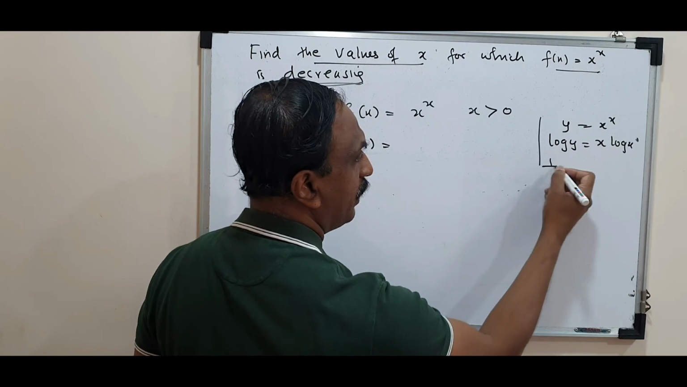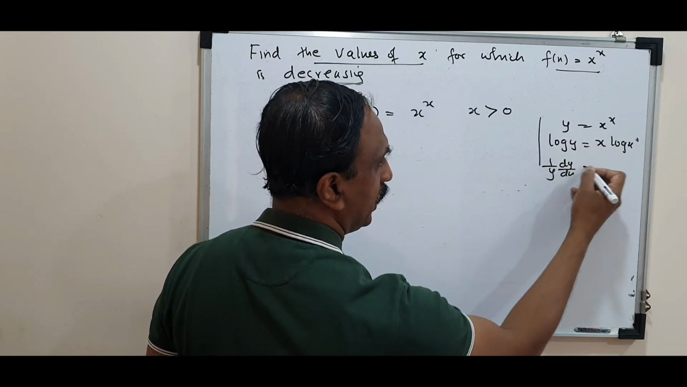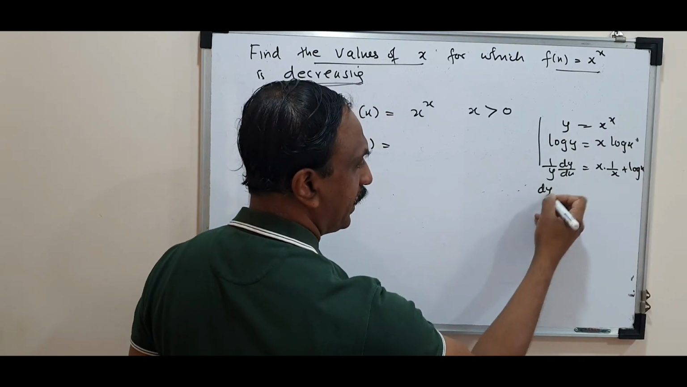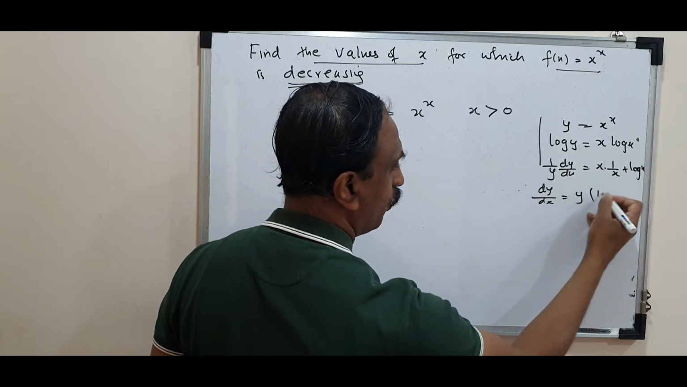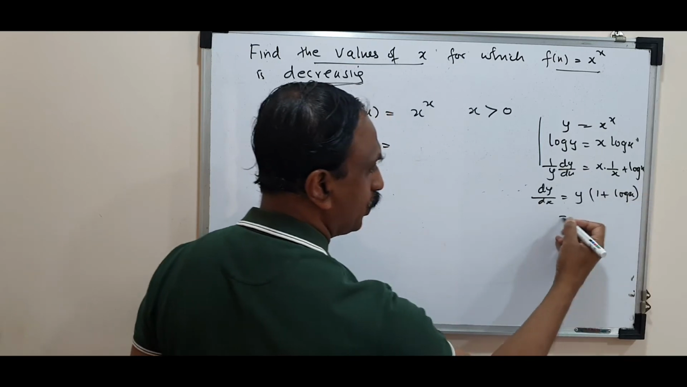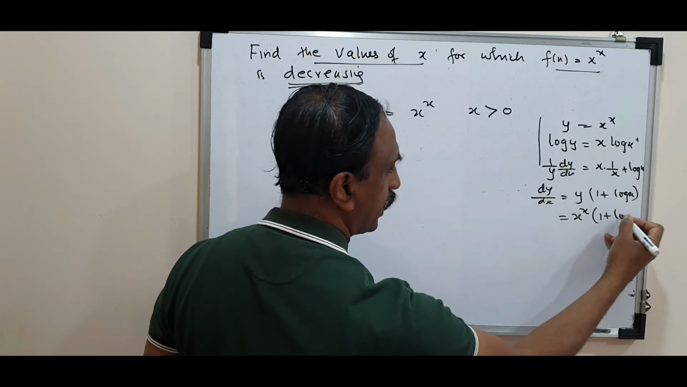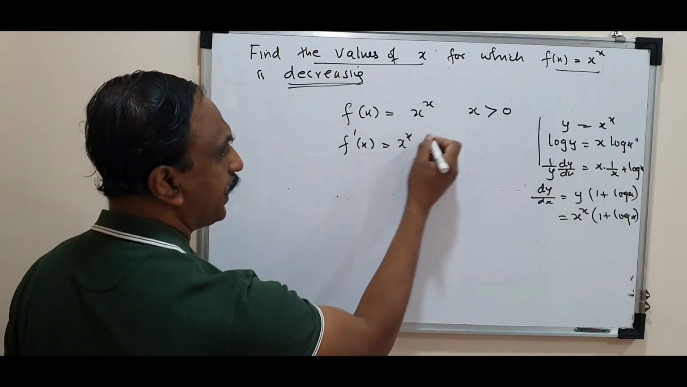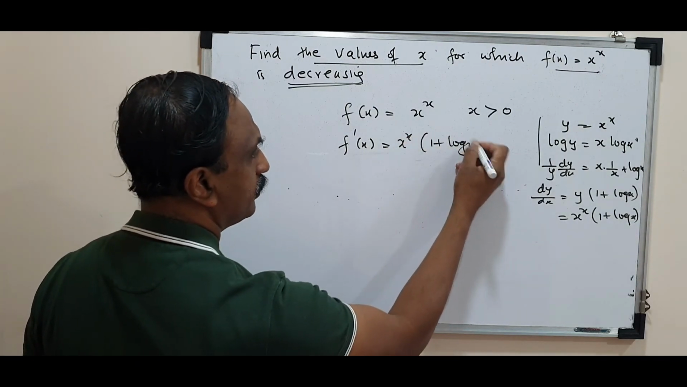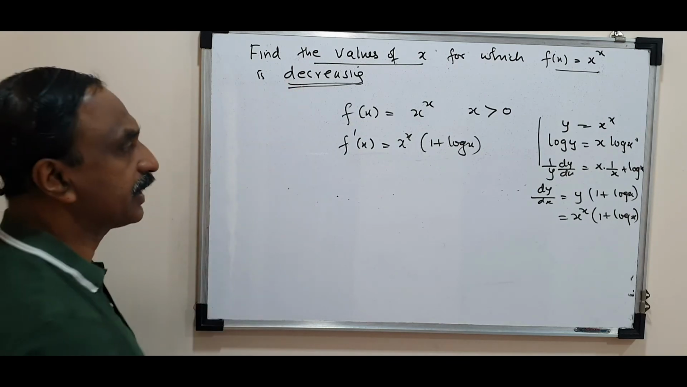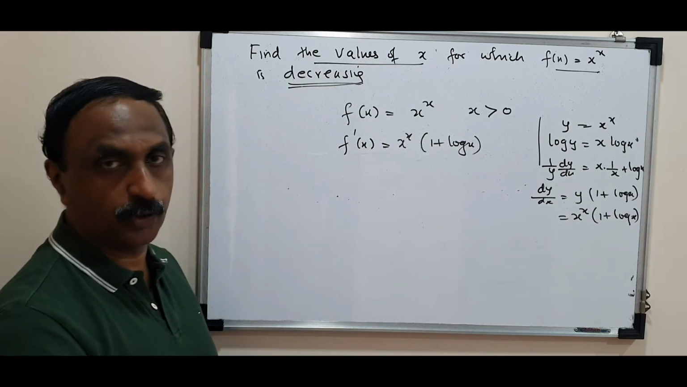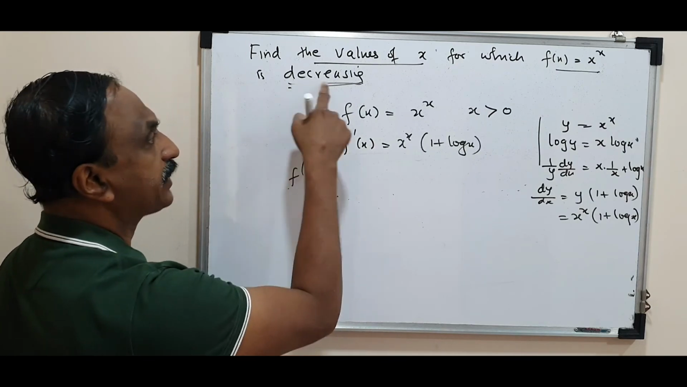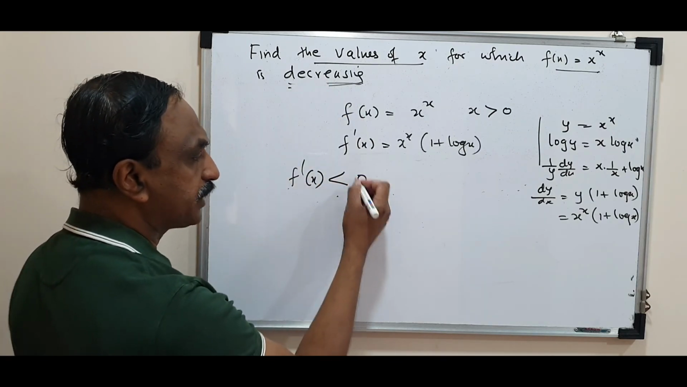Then differentiating, 1 by y into dy by dx is x into 1 by x plus log x. So dy by dx is y into 1 plus log x. We are supposed to know this by heart: x raised to x into 1 plus log x. So I can say f dash of x is x raised to x into 1 plus log x. We want the function to be decreasing. Exponential functions are always positive functions. So f of x is decreasing when f dash of x is less than 0.